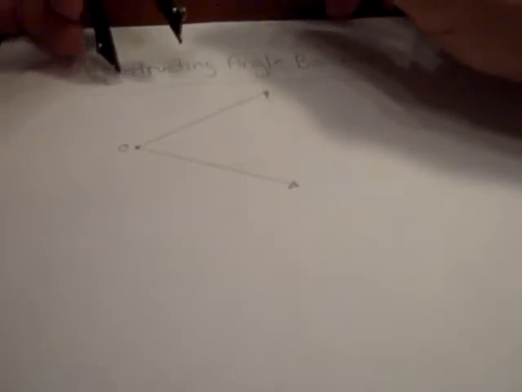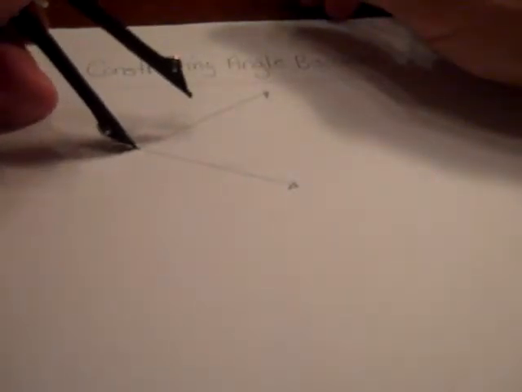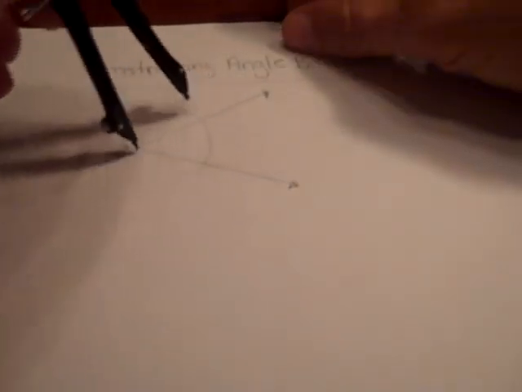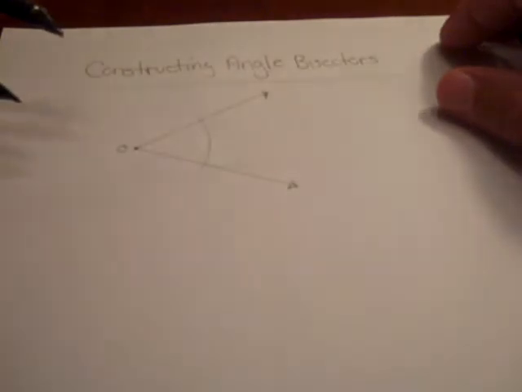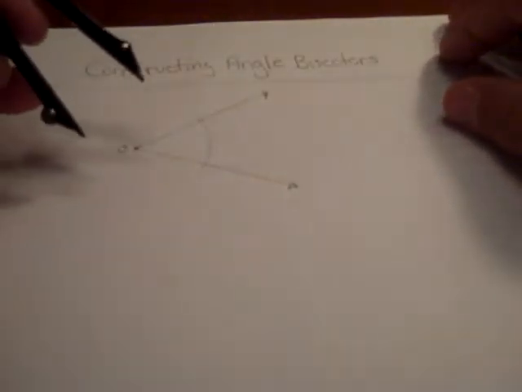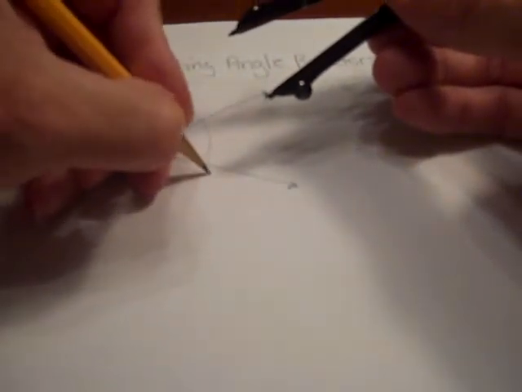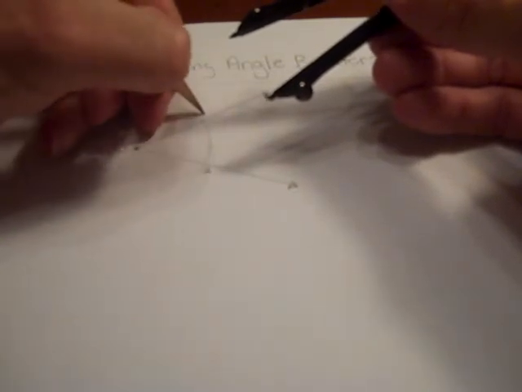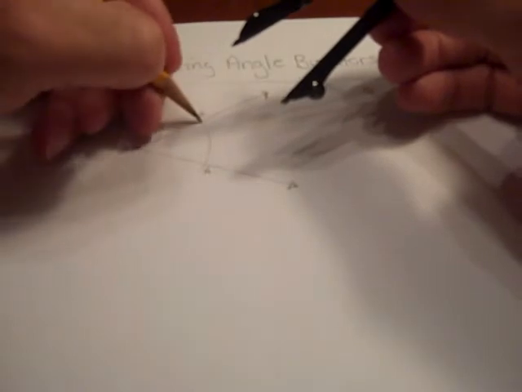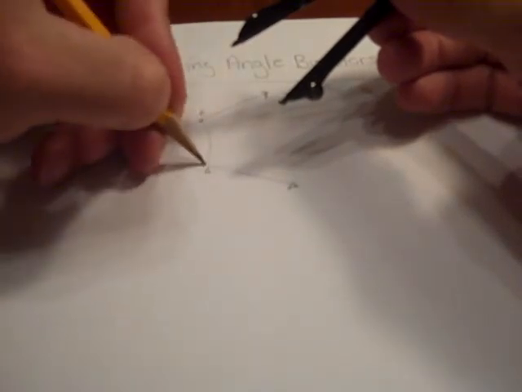The first thing that I need to do is to move my pivot point over to the vertex O, and I'm going to draw an arc through both rays. So now I have a fine arc, and I'm going to measure the distance from, I'll call this point A, and I'll call this point B, between those two points.